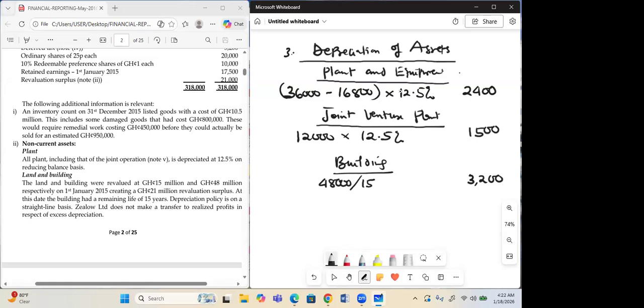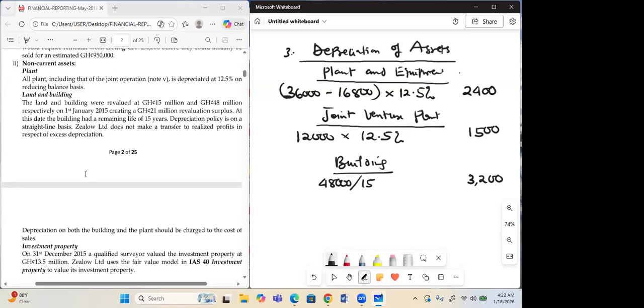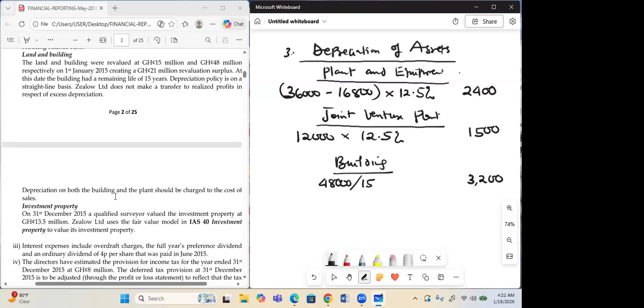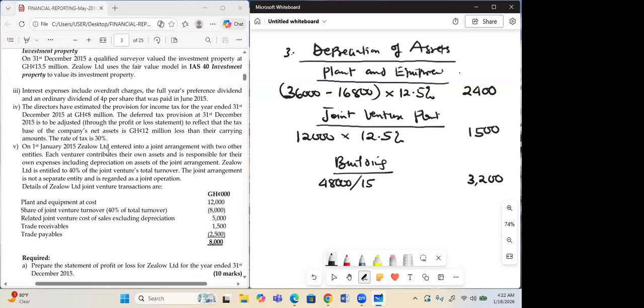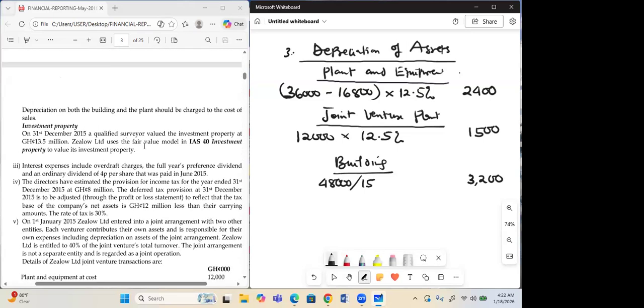We are summing all the depreciation. You don't know whether there will be further assets, so you leave it there. The depreciation on both building and plant should be charged to cost of sales. So when we calculate depreciation, we will charge it to cost of sales.